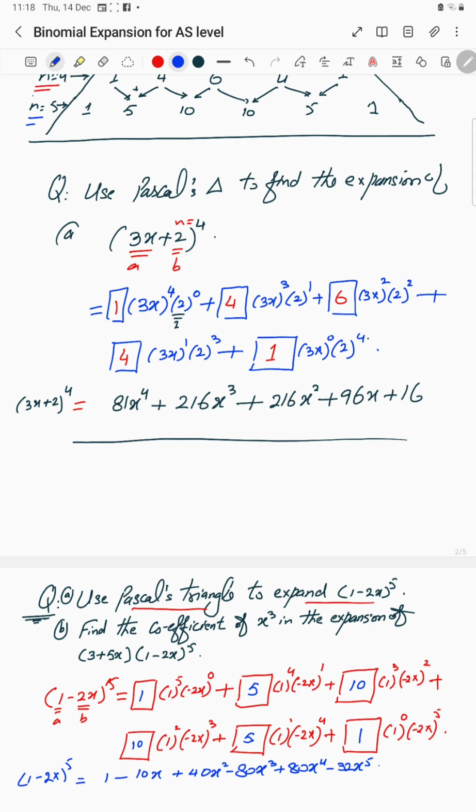Now we will proceed to part B. Part A has been done. Part B says find the coefficient of x3 in the expansion of 3 plus 5x times 1 minus 2x power 5. Already we have expanded with part A this 1 minus 2x power 5. The result should be multiplied with this. Let's see how to solve this part B.